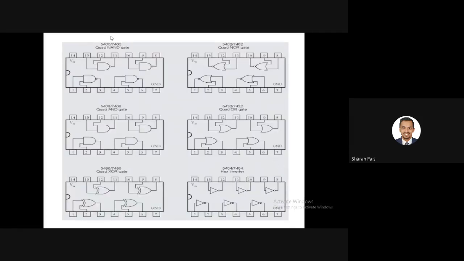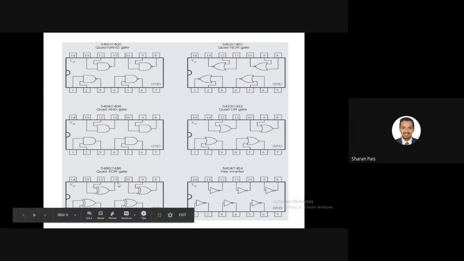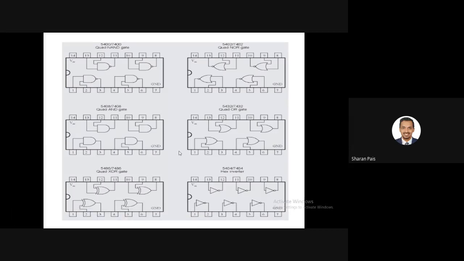The pin diagrams of 7400, 7402, 2 input NOR gate, then 7408, then 7432, 7486, XOR gate, then NOT gate. So these are the ICs, the integrated circuit chips, whatever we are using in your AD labs.